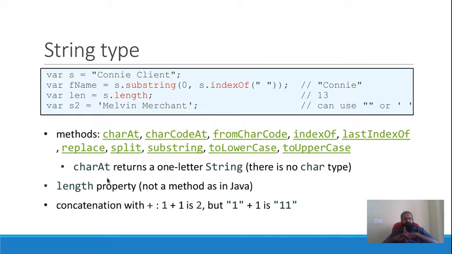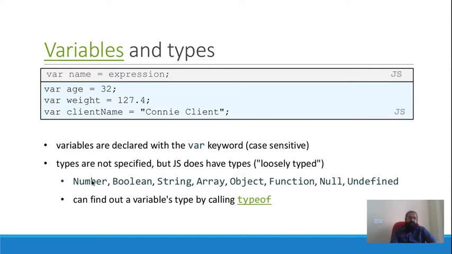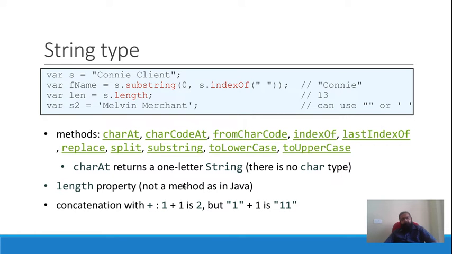So charAt returns a one-letter string. It will still return one character, but since there is no char type, it is considered as a string data type. Say for example, you have number, but you don't have integer and double, and here in string you don't have character and string, but it is just string. And the length property is s.length.